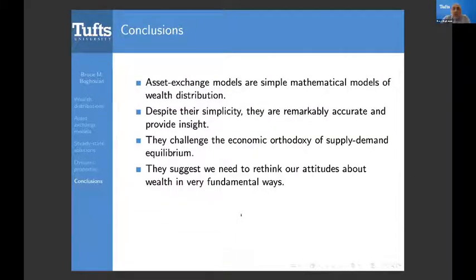So in conclusion, these are simple mathematical models of wealth distribution. In spite of their simplicity, they're accurate and provide insight. They challenge the economic orthodoxy of supply-demand equilibrium and suggest that we need to rethink our attitudes about wealth in many different ways. Sorry for going over.